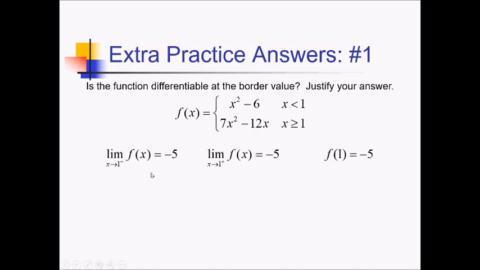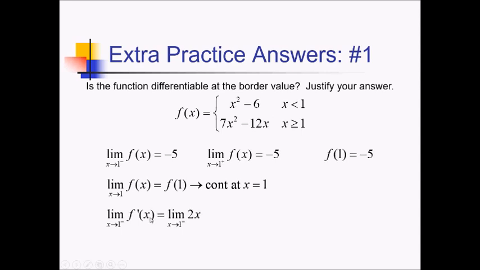So we see here that the left and right side limits match up, so the limit exists at 1, and it matches the function value at 1. Therefore, our function is continuous at x equals 1. But we still need to show that the limits of the derivatives at 1 match up as well. So the left side limit of the derivative, f prime, that's going to be 2x with 1 plugged into it. So that's going to be 2 times 1, which is 2.